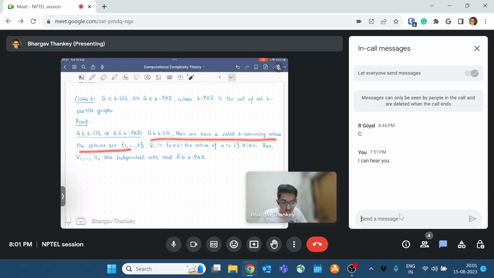Yeah, so that would contradict this, right? Because we started off with a valid K coloring, right? Yes.